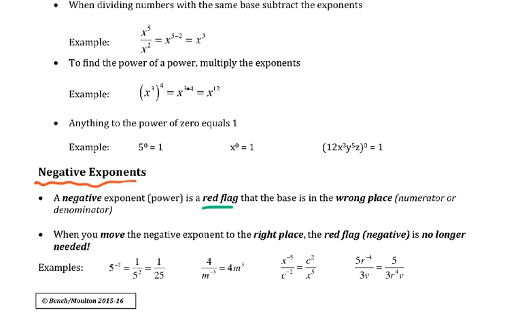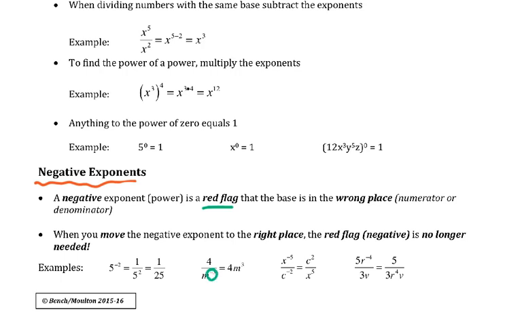So the next bullet point says when you move your negative exponent to the correct place, then the red flag, or the negative, or the warning is no longer needed. So here are some examples. If I have 5 to the negative second power, that's really over a 1. The negative is telling me it's in the wrong place. So I'm going to move it to the right place, the denominator. And I do not need a negative anymore. You'll notice that it does not have a negative in front. The negative is just telling us where to locate it. But once I've done the locating, then I'm done with the negative.